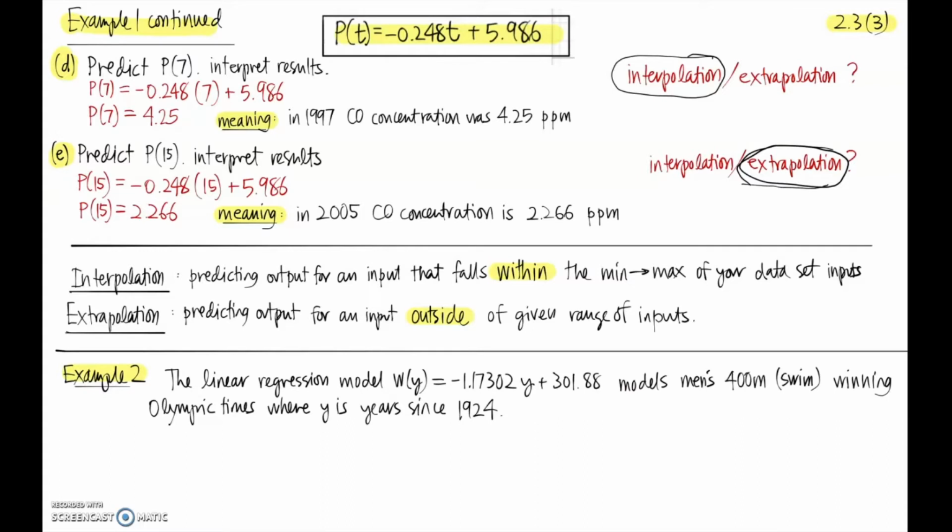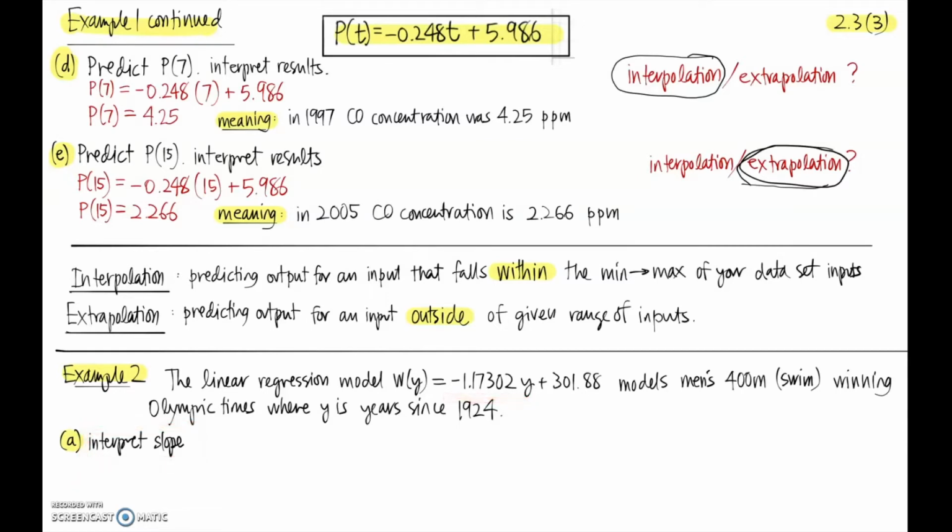Our last example for this section, we're given a linear regression model. This model models men's 400 meter freestyle swim winning Olympic times where Y is years since 1924. So W is the winning time based on the year. And we can see the slope of the function here, the vertical intercept here. Why would you think the slope of this model would be negative? So that's the first thing we're going to think about, as they ask us to interpret the slope.